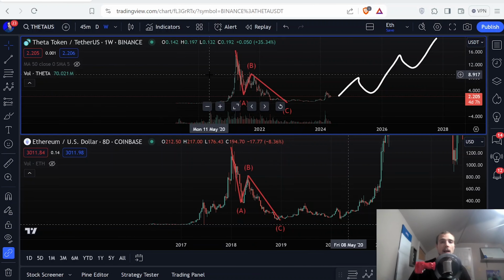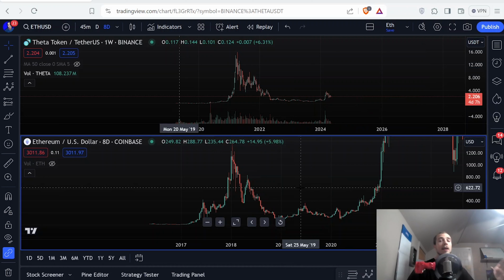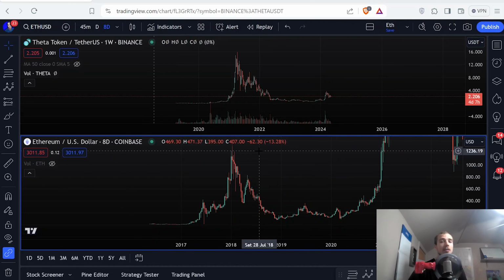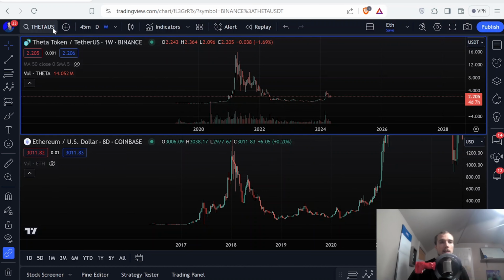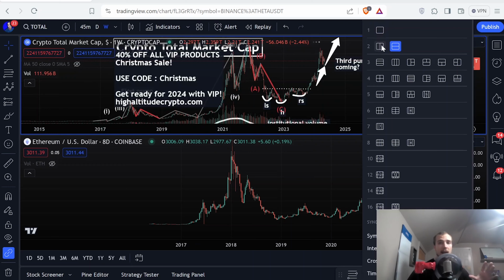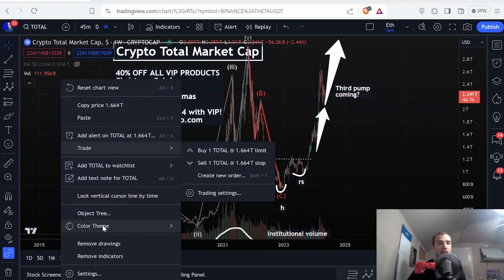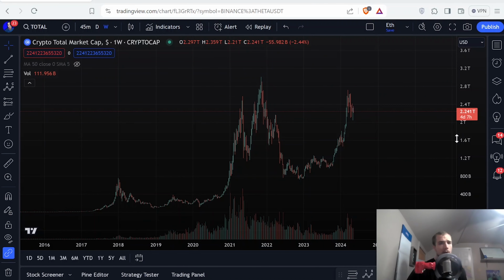So yeah, I love this setup here on Theta. I love how it looks exactly like Ethereum back in the day. We look for these ABC corrections. We look for this kind of structure in the markets. Now, let's talk about the total market cap a little bit too, because the total market cap is going to give information as to all of the other stuff that's coming inside of the markets. Because the total market cap is all of the coins combined together in one chart. So it's really, really useful to do analysis on the total market cap.